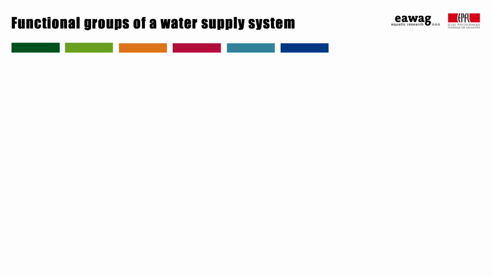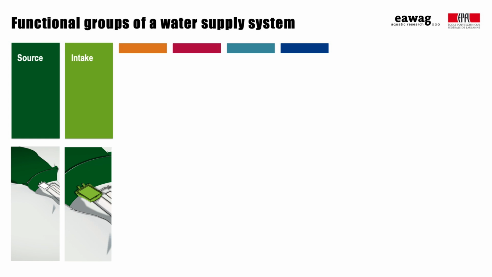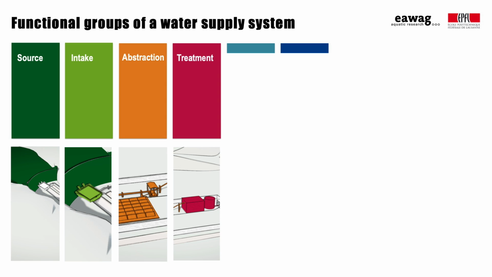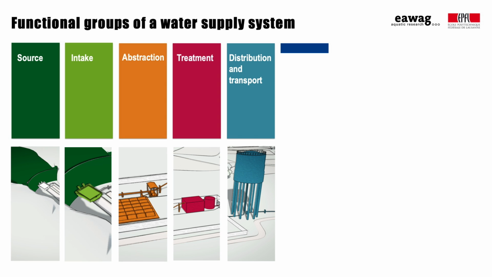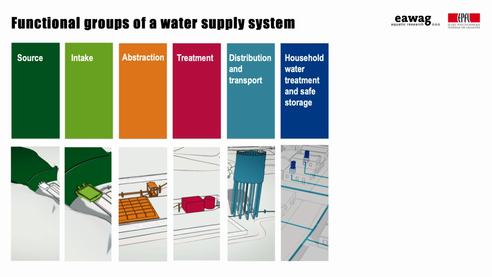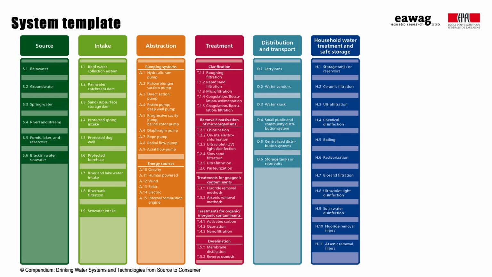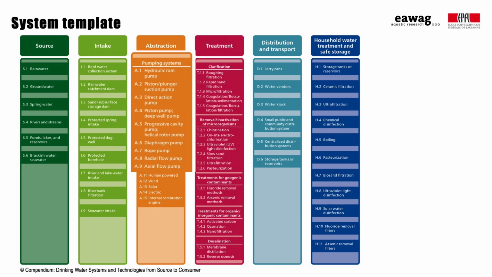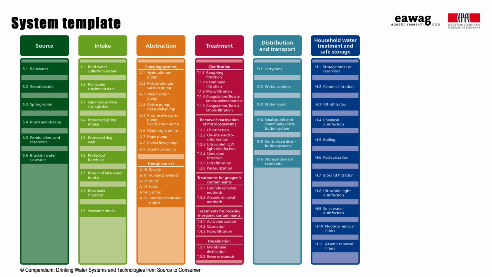Most water systems consist of 6 functional groups that work together to move water from source to consumer. We have source, intake, abstraction, treatment, distribution and transport, and lastly, household water treatment and safe storage. Here's a system template which shows the 6 functional groups arranged in columns. Each column lists technologies, such as the pump types under the abstraction functional group, or sources like groundwater or spring water under the source functional group. You can map the combinations of these sources and technologies to show how water moves through the water supply system.